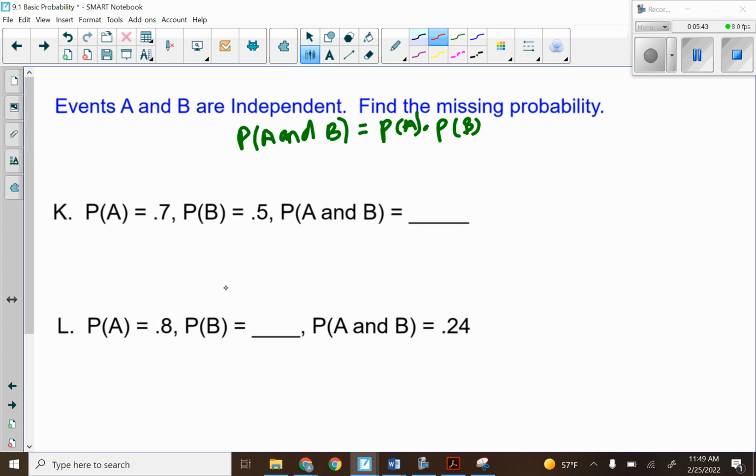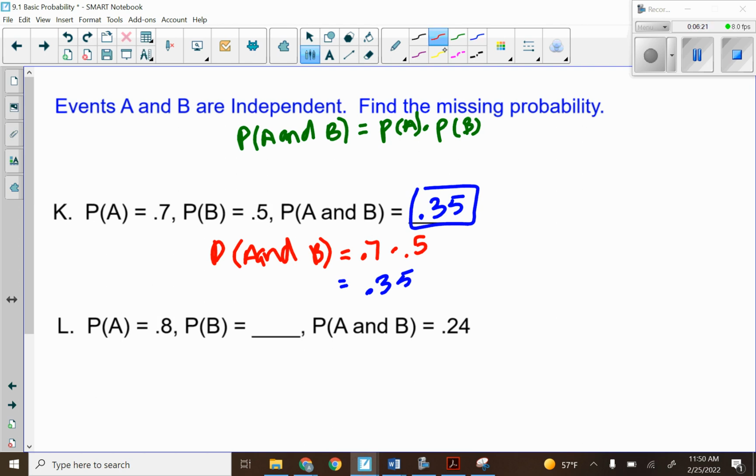So in this case, P of A and B equals 0.7 times 0.5. So that's going to equal 0.35. That is our missing probability.